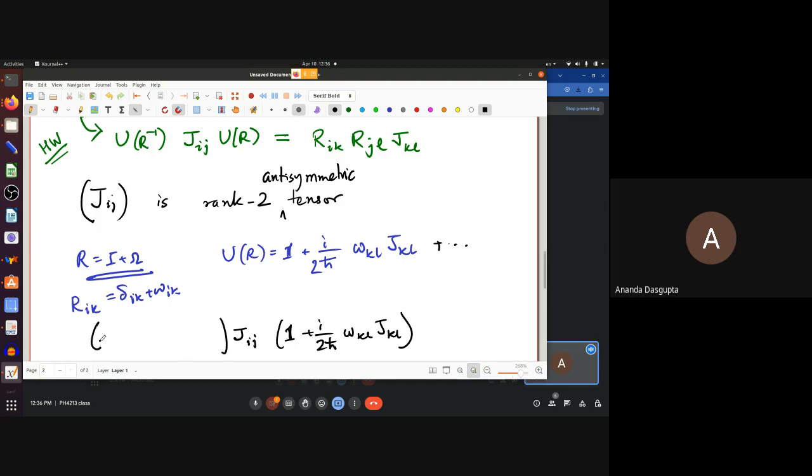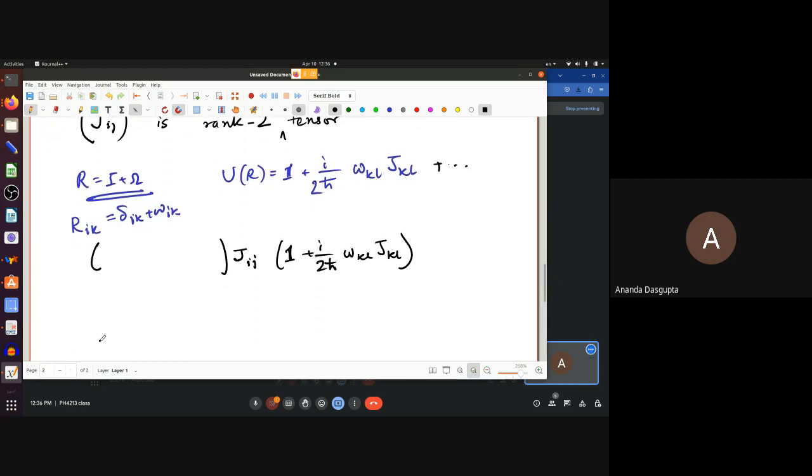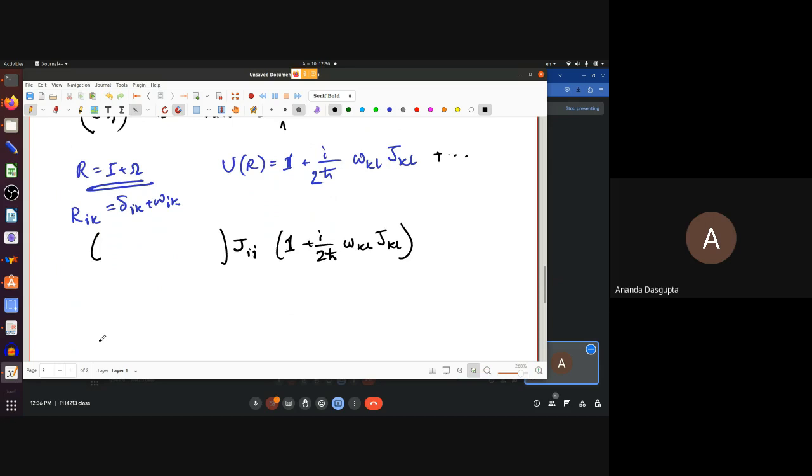What about U R inverse on this side? What will that be? Come on, if this is U R, what's the inverse? Just switch the indices. Both of them? These are dummy indices, nothing to switch. U R has no free indices, right? Well, actually, 1 minus i by 2h cross omega_KL J_KL.